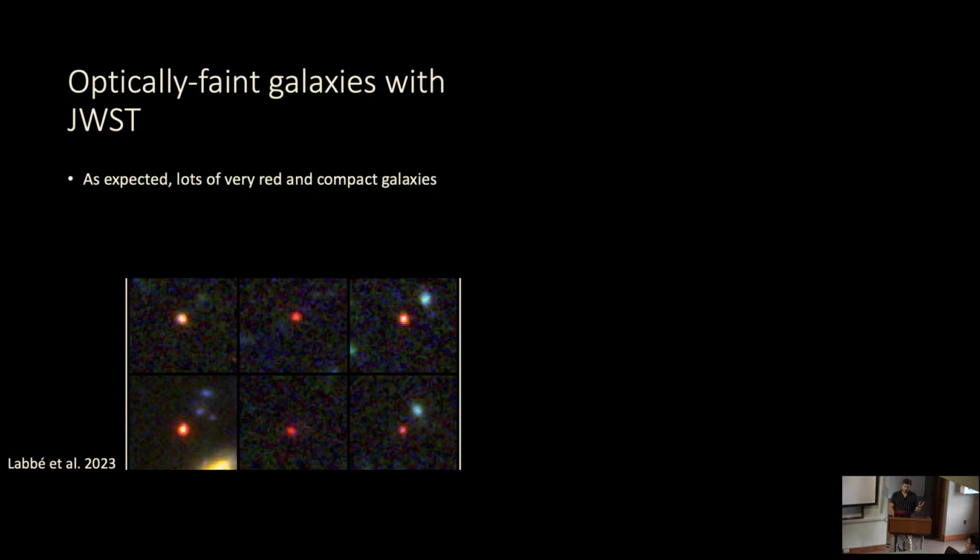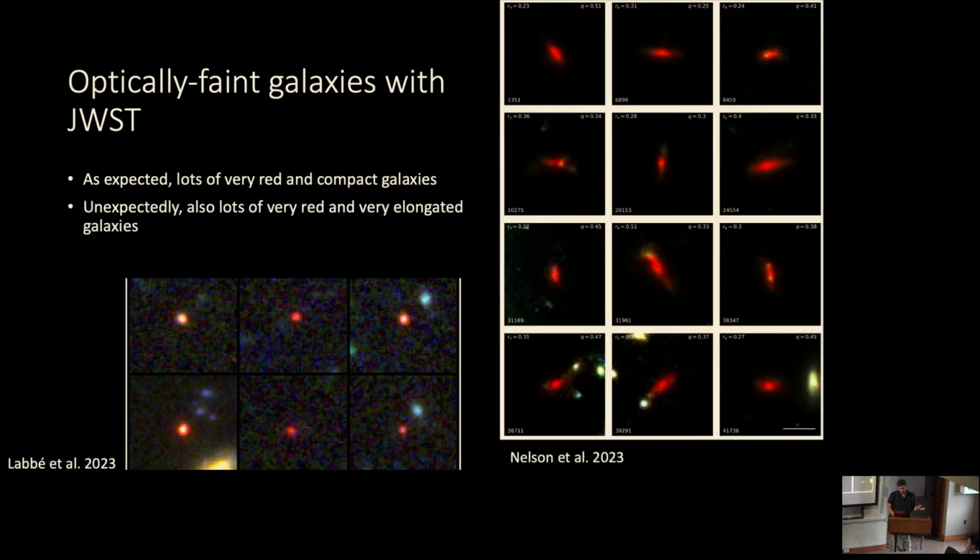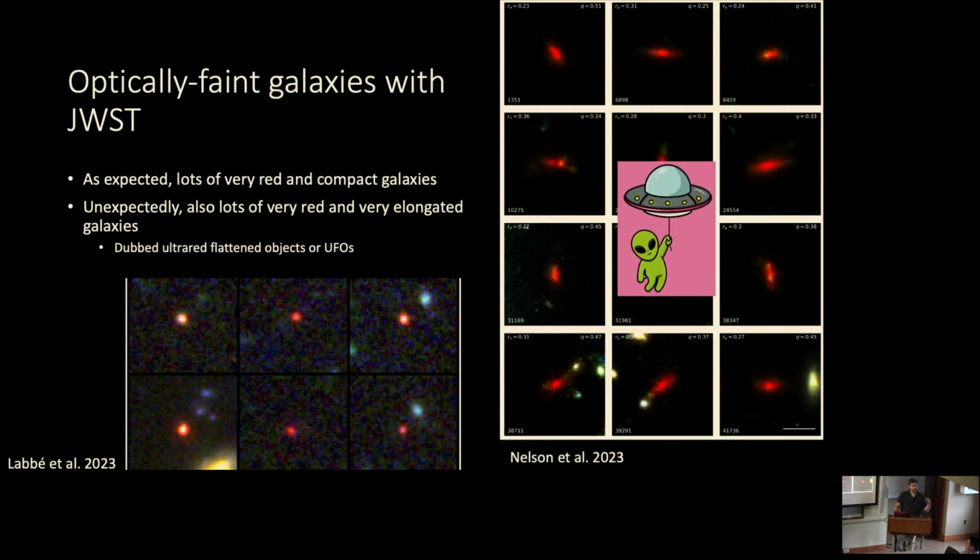As expected, we did find lots of these little red compact galaxies, like the little red dots that you hear about. But more unexpectedly, we also found a lot of these more elongated galaxies that are also extremely red all the way throughout the extent of their bodies. This is surprising for the reasons I said before. Because they're ultra-red and they're flat, these have been called UFOs by the people that discovered them.